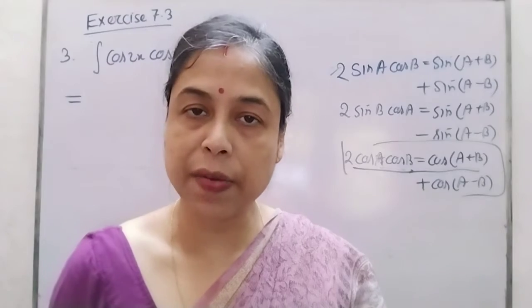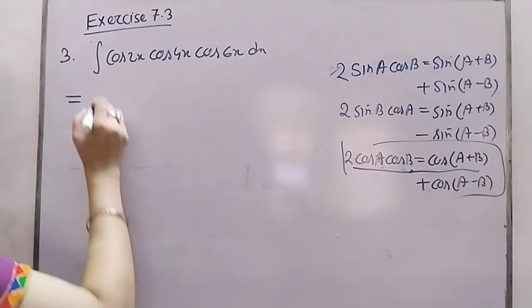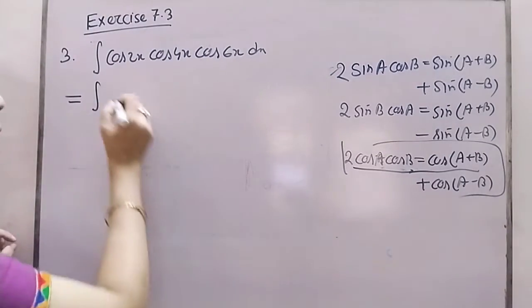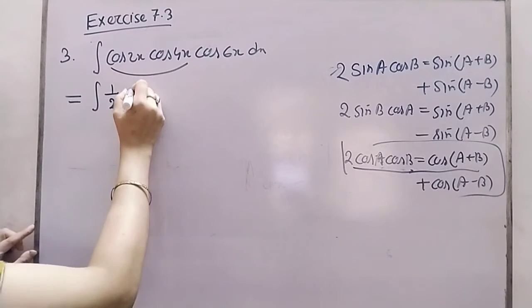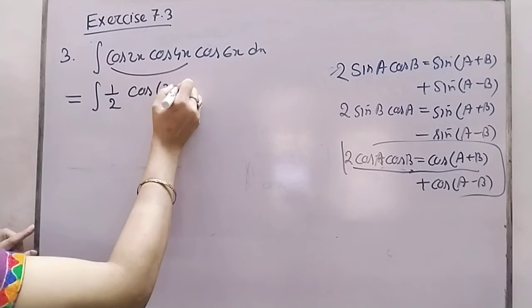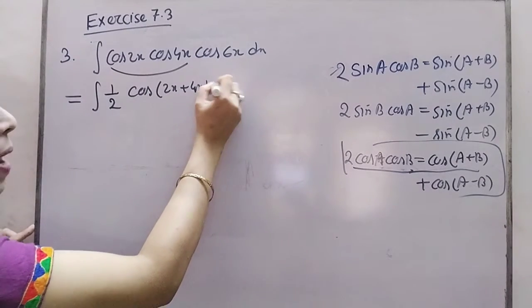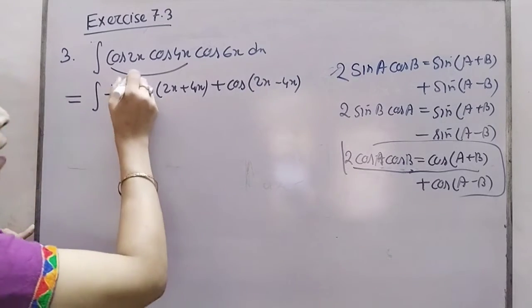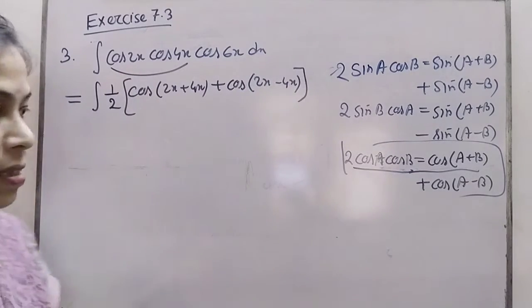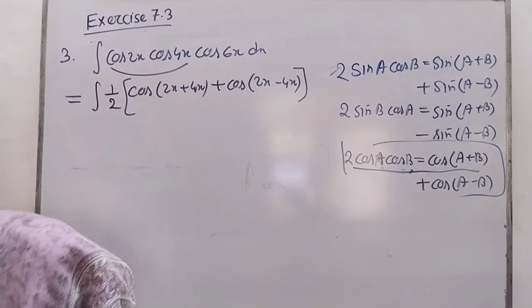Okay, extend. So what I am going to do here, this is equal to what? Half. I will use this 2 first. Then it will be equal to what? Cos of A plus B, that is twice x plus 4x, plus cos of A minus B, that is twice x minus 4x. Okay, half is with both of them. I just wrap the thing.